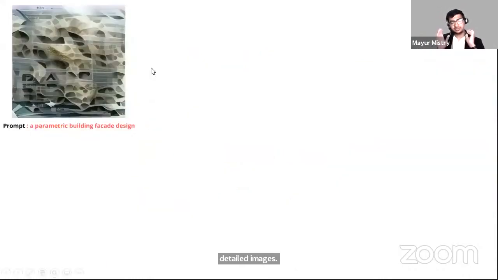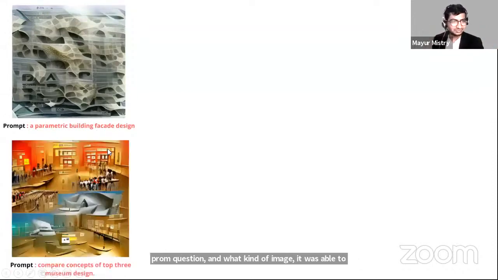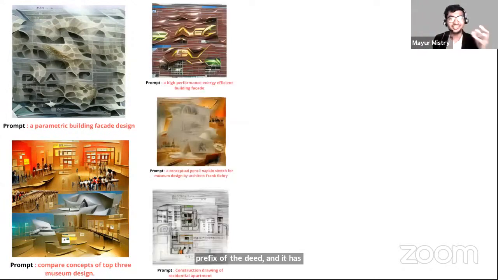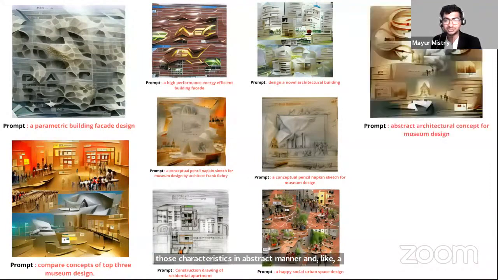I would like to share a few examples of my prompts and what kind of image it was able to generate. There's a parametric building design, and a museum design where I added the prefix of Zaha Hadid, and it has some elements of it. I also wanted to test whether it can generate construction drawings or a napkin sketch. As you can see, it's able to generate a napkin sketch by Frank Gehry. For a high-performance building, what does a novel architecture building in 2050 look like? A happy social urban space, where it's able to capture those characteristics in an abstract manner, and one could get a lot of design cues out of it.